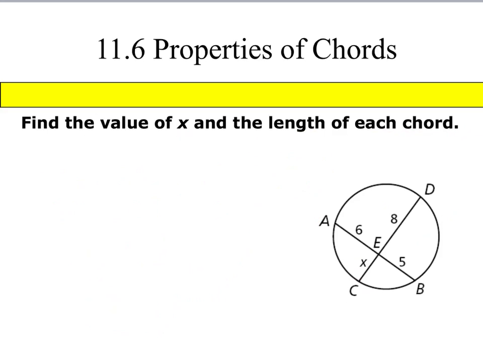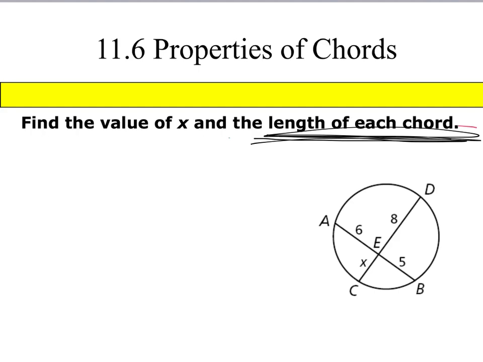All right? Here you go. Here is the last slide of the day. I want you to find the value of x and then the length of each chord. Sorry that I'm not crossing that out. I am underlining it. So pause now. Give this one a shot.